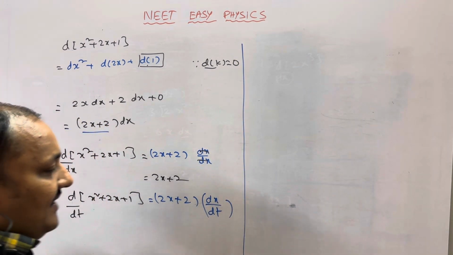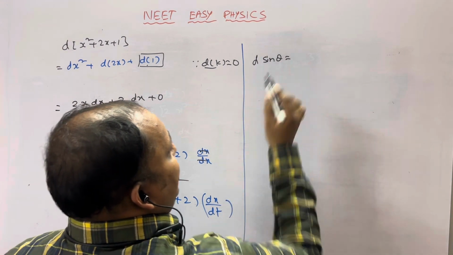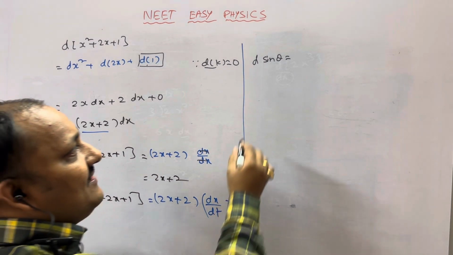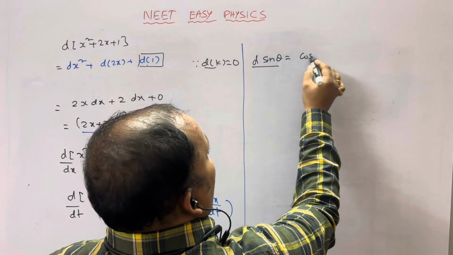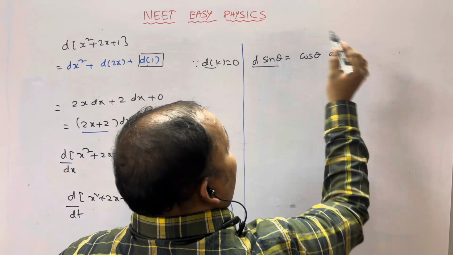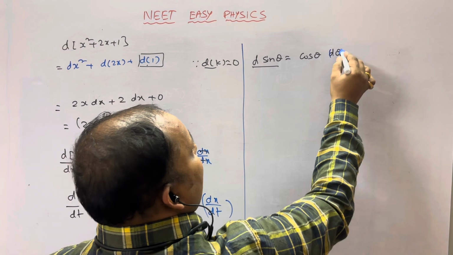Now we will see the derivative of sine theta. What is the derivative of sine theta in mathematics, and how are we going to apply it in physics? The derivative of sine theta is cos theta, and you have to write an extra d theta. Many students will forget to write this.